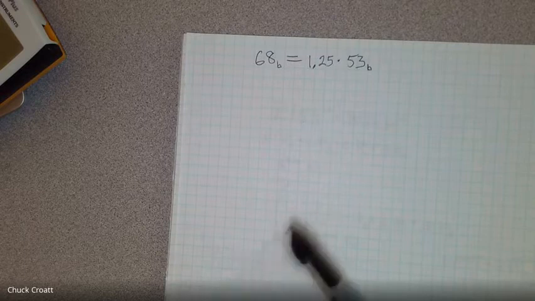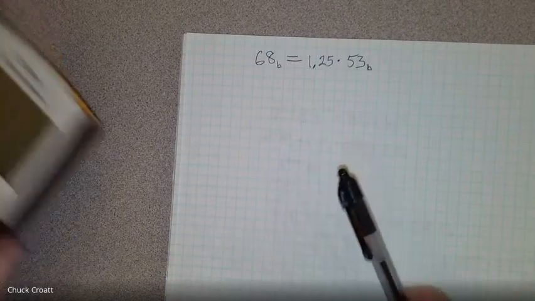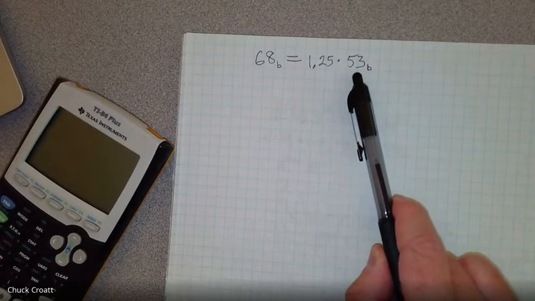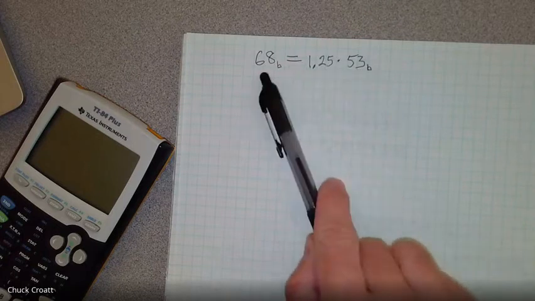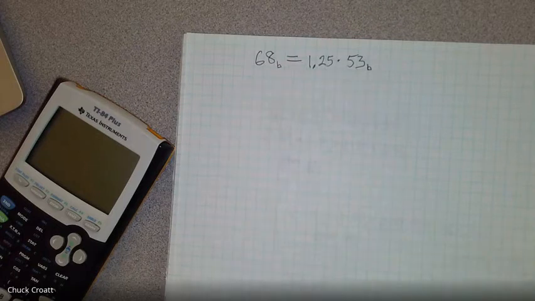Now, if we're in decimal notation, this doesn't work. If this is literally 53 as we know and love it, and if this is 68 as we are familiar with it, 53 times 1.25 does not equal 68. So the answer is not 10. This is not a base 10 number.